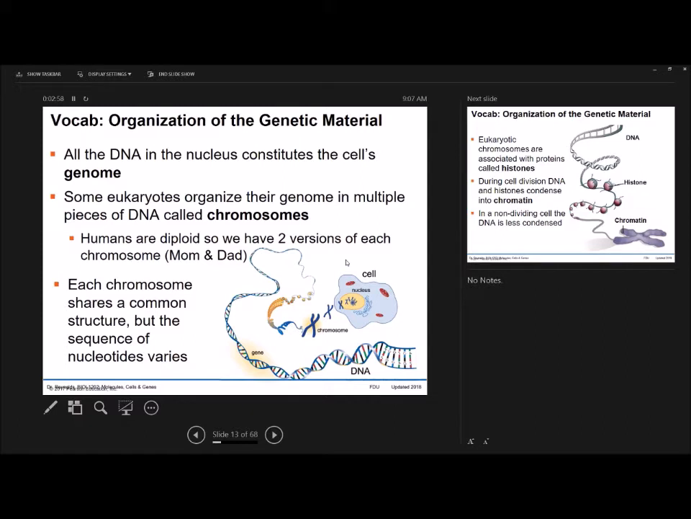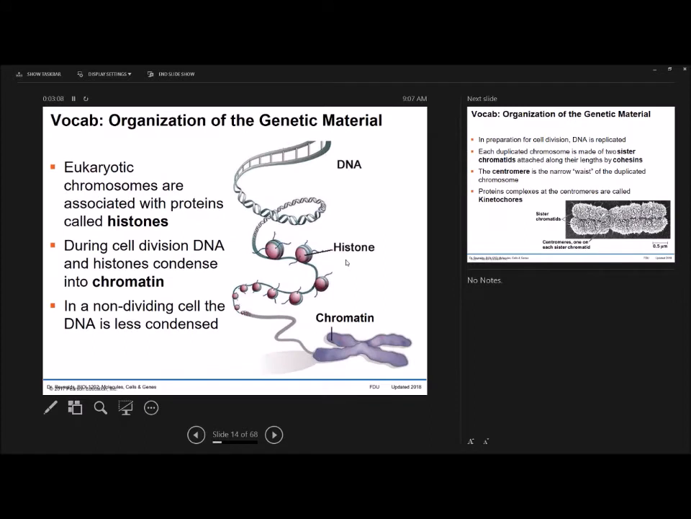So each one of those chromosomes shares a structure, right? Different chromosomes have different nucleotide sequences, but their structures are the same. All eukaryotic chromosomes, and even some prokaryotic, if you're talking about archaea, are organized around proteins. In eukaryotes, we call these proteins histones. They're cool. Histones are really cool. You guys are going to like these when you get into genetics, okay?